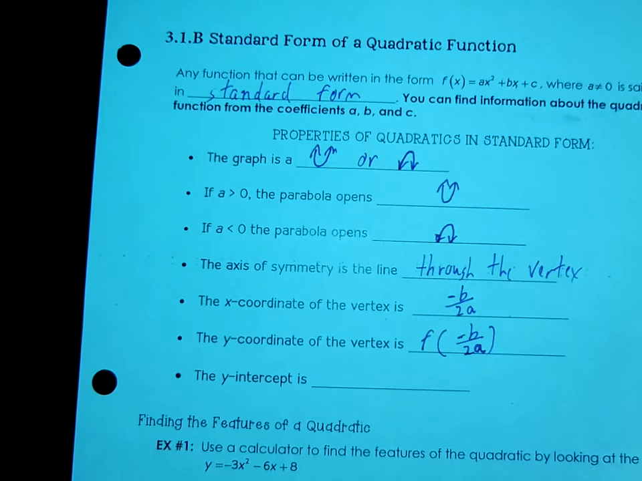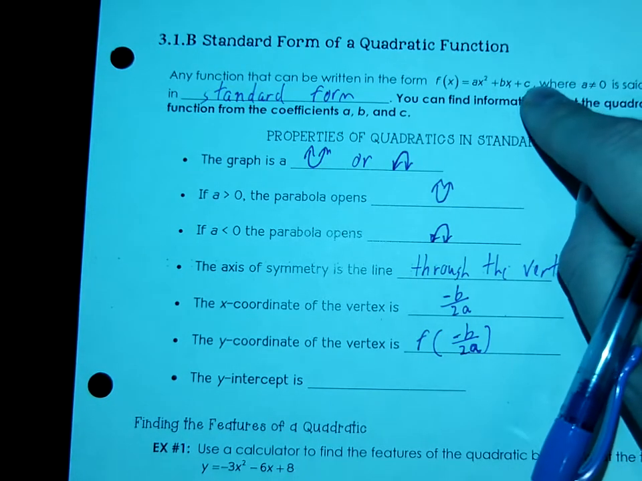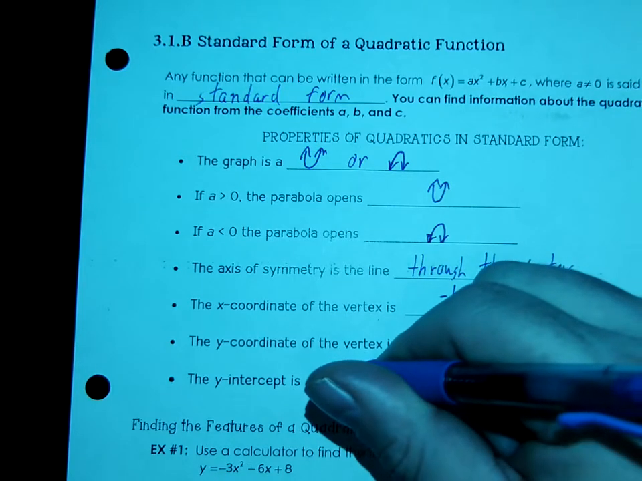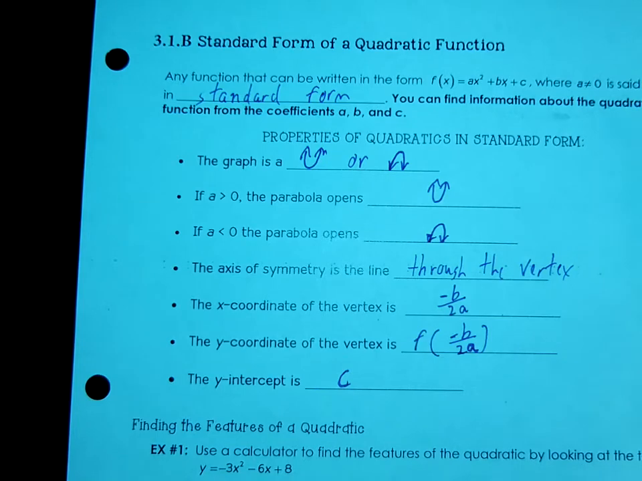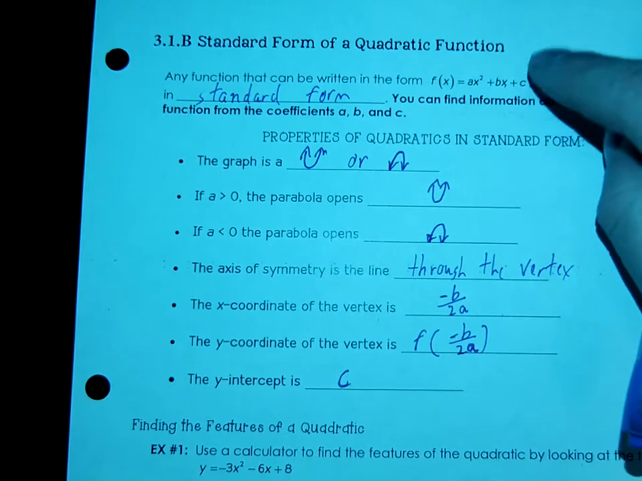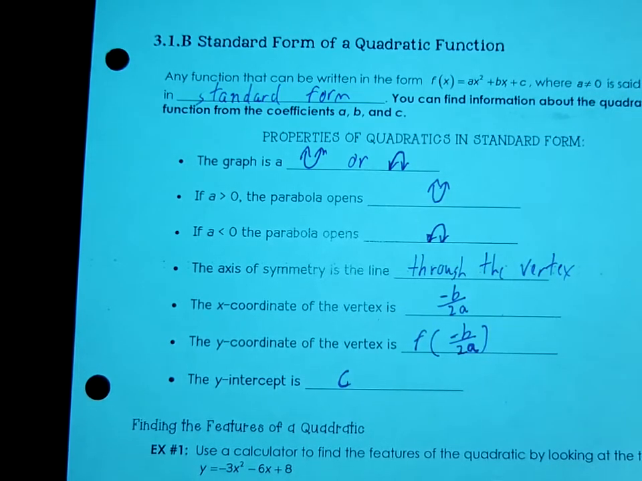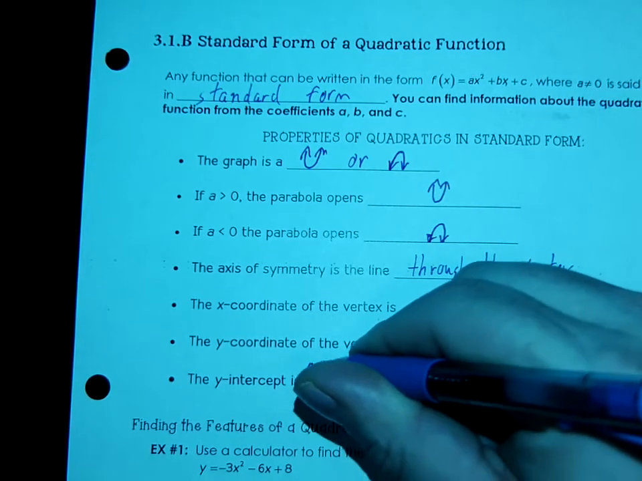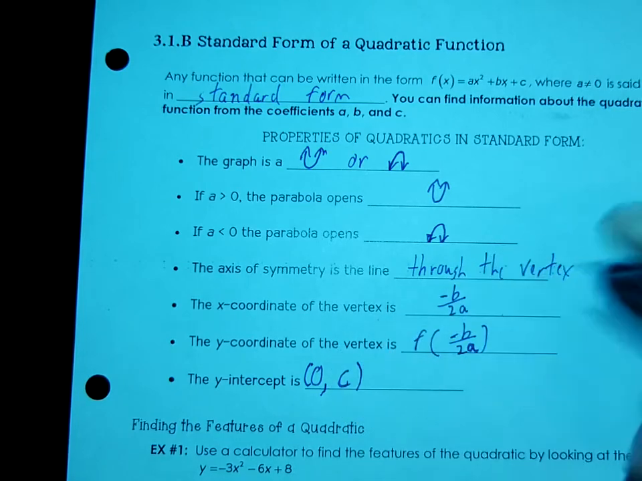There's one nice thing about this format: the y-intercept is given by the value of c. Unlike the other format, where c is not the y-intercept, in this format the constant is the y-intercept. The y-intercept is c, and I should put it as a coordinate, of course: x value of 0, y value of c, and there you go.